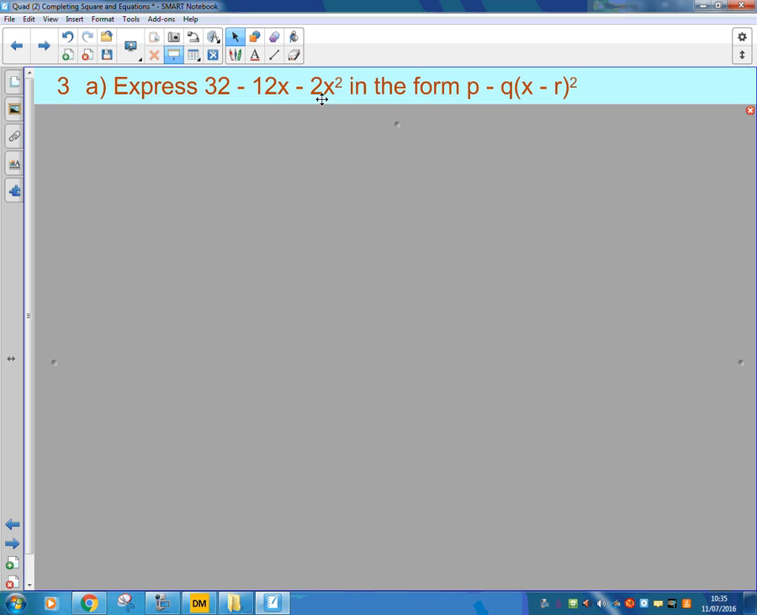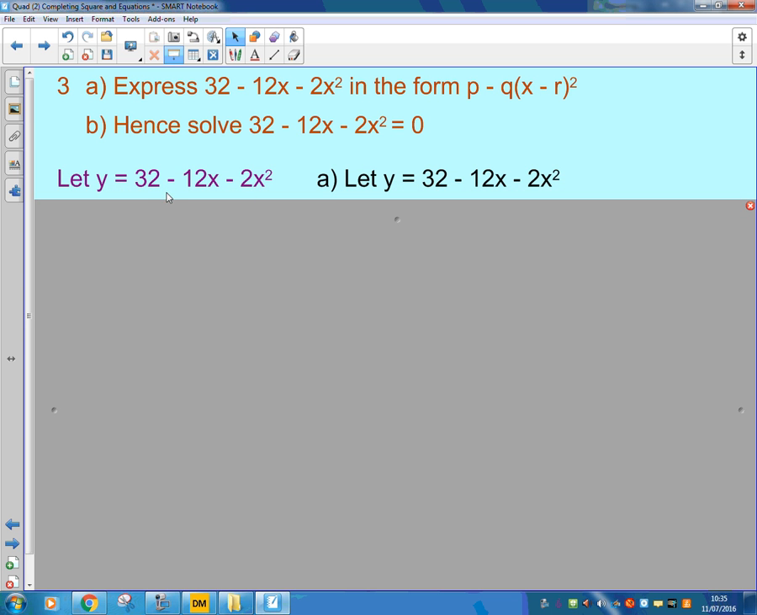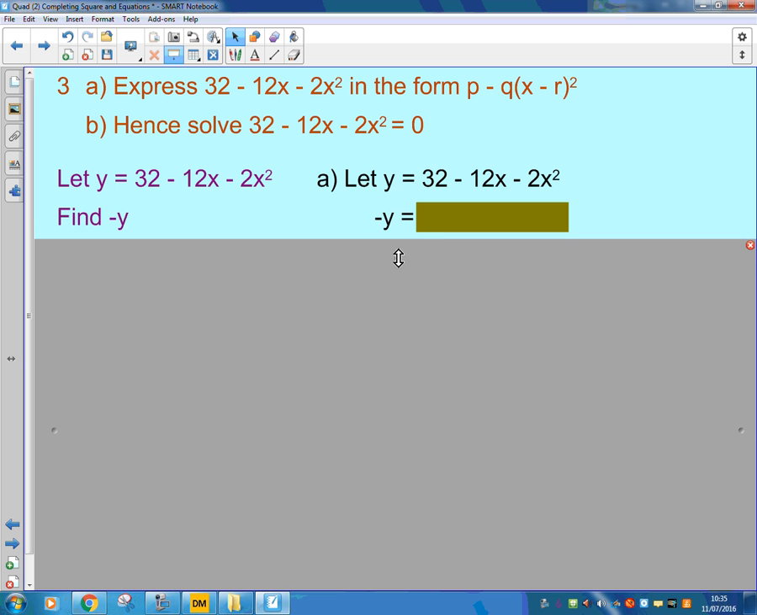Well, because we see a minus in front of the x squared, we'll start by letting y equal that and find minus y. Okay, and then it says hence solve it, but we've got to do that bit first. So we let y equal 32 minus 12x minus 2x squared. Okay, we find minus y. So minus y, change all the signs. Minus 2x squared becomes plus 2x squared. Minus 12x becomes plus 12x. Plus 32 becomes minus 32.